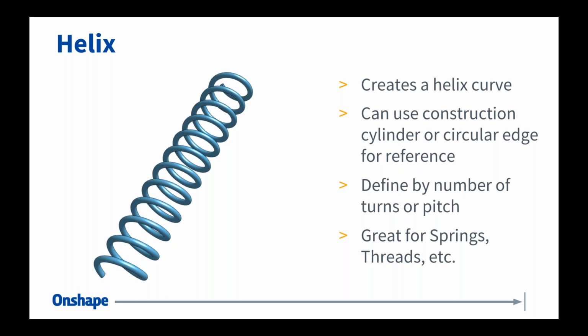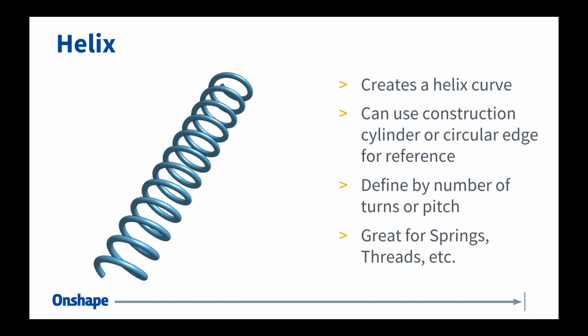Now, the key with the helix command is you can use either a construction cylinder, a 3D cylinder, or just a circular edge to create your helix. And it all depends on how you want to define your helix. A lot of people like to just extrude a cylinder and say that's the length of my thread or my spring, and then just reference the cylinder to create the helix. So I'm going to go over an example of this in just a bit.